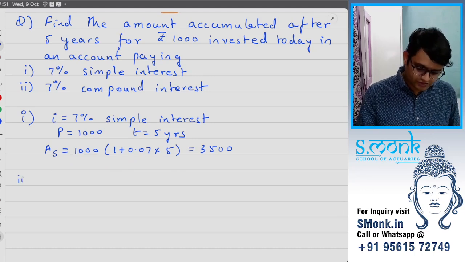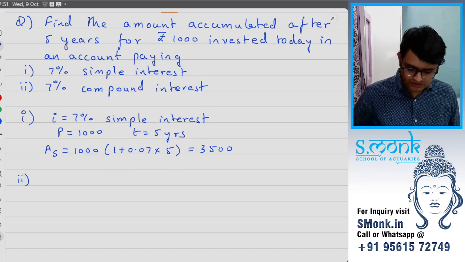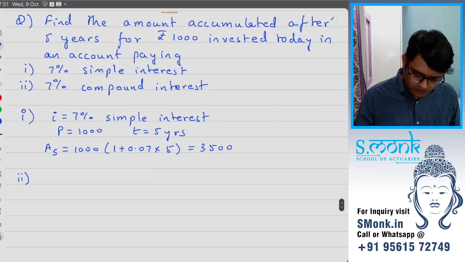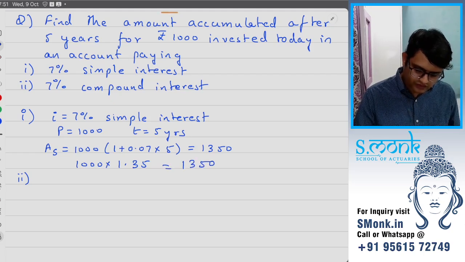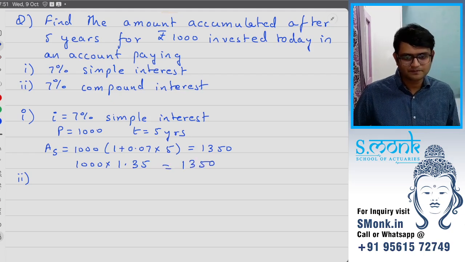What about, Sir, yes, hello. Sir, it should be 1350, right? Oh, why 1350? Okay, right, because this is 1.35 into 1000, right? So it will be 1350. Yes. Okay.